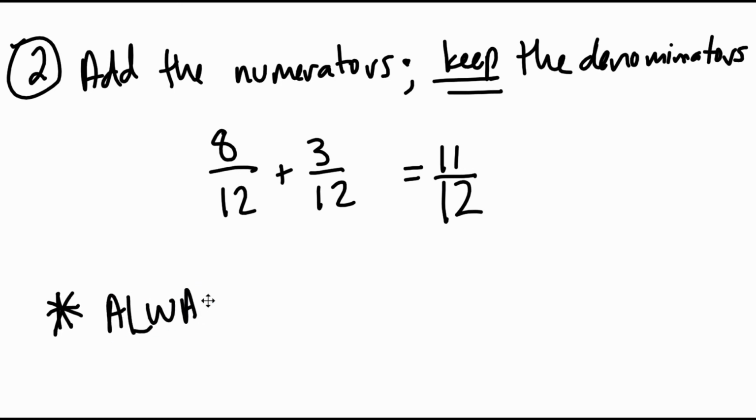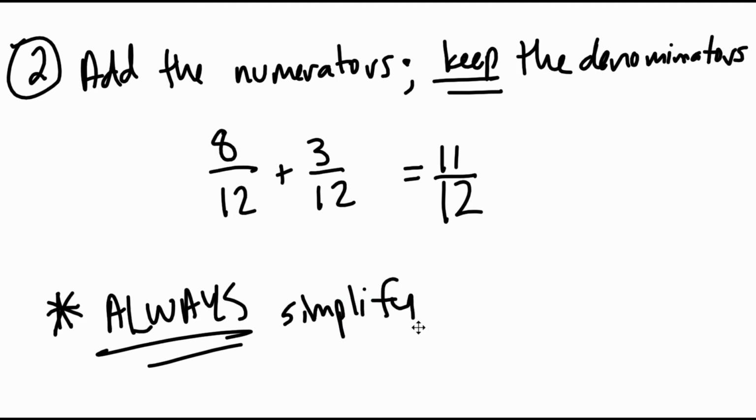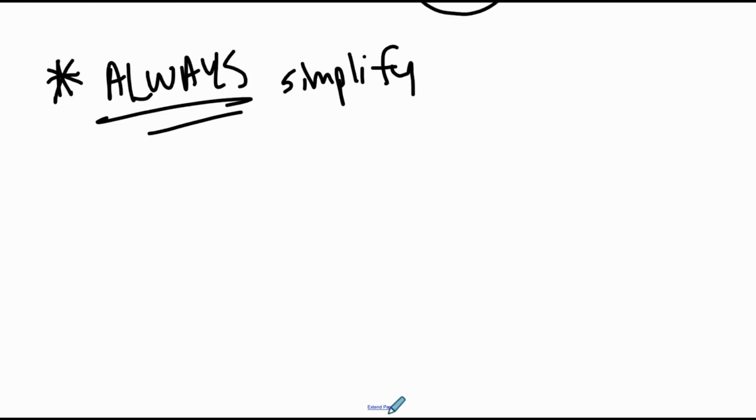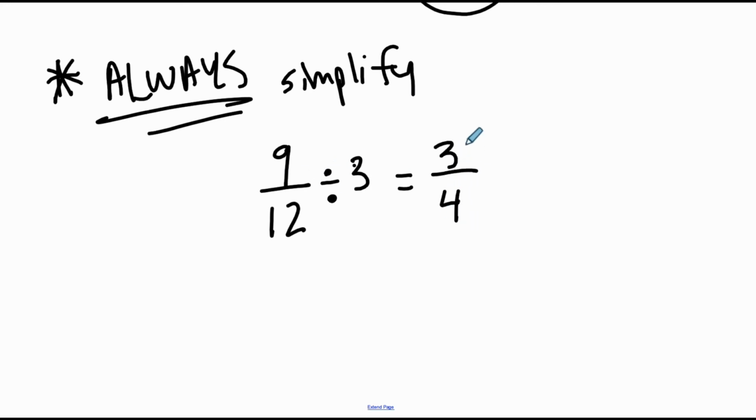And then I'll add a little star. Always simplify. If it's possible, simplify the fraction. In this case, 11/12, you can't simplify it. But let's say you had 9/12. Both the numerator and denominator can be divided by 3. 9 divided by 3 is 3, and 12 divided by 3 is 4. So if it's possible, reduce this fraction down as much as you can. In this case, 3/4, you can't simplify any further, so that would be your best possible answer.